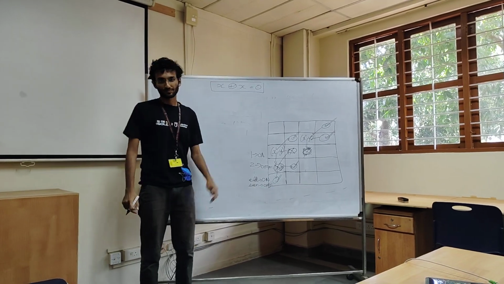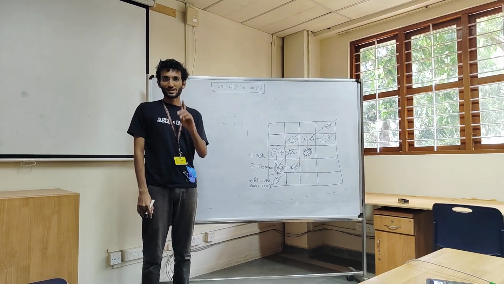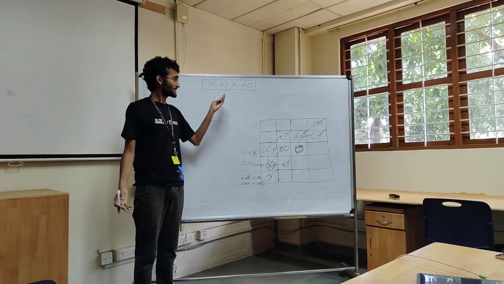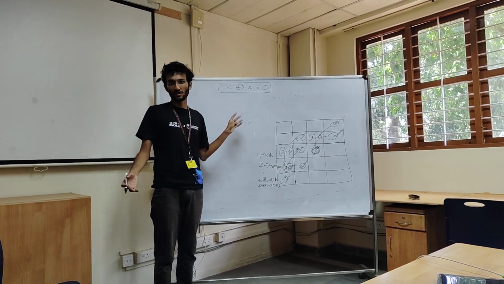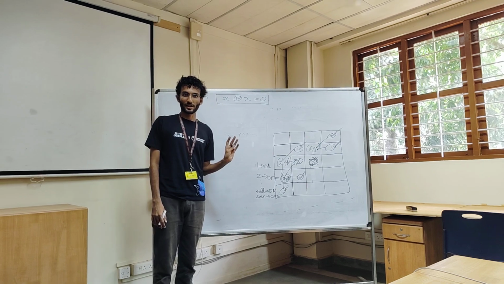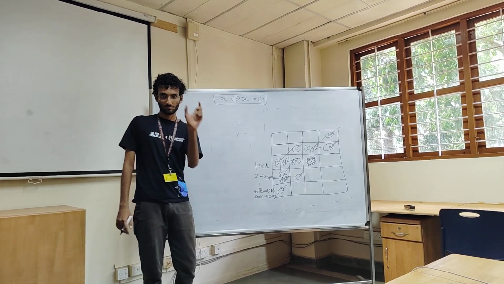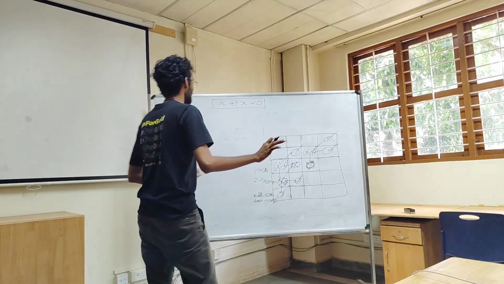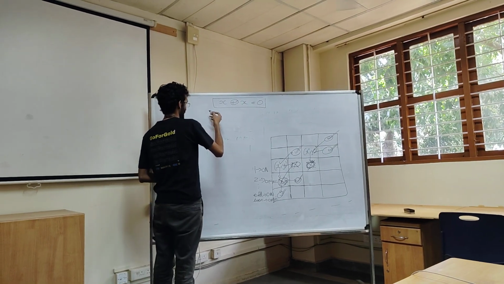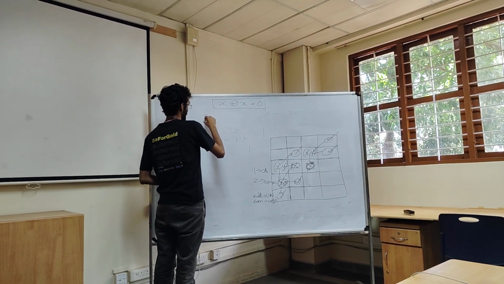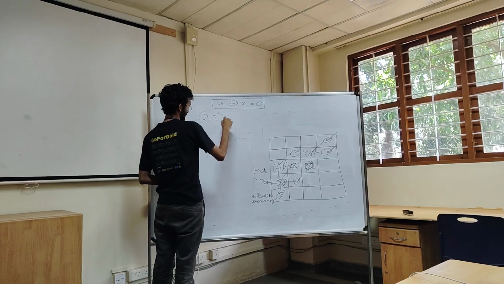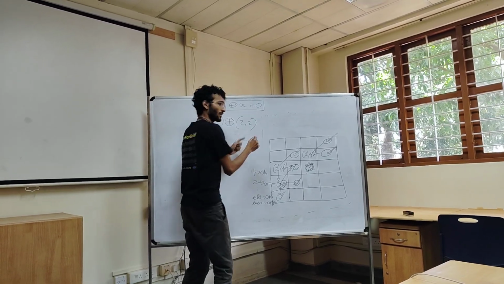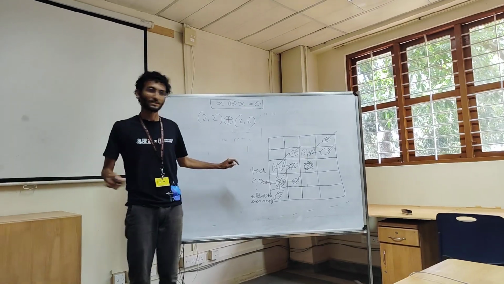X XOR X is 0. Now I'll ask you one question, okay? This is basically just a number, right? What if I applied this XOR on a vector? For example, let's say 2, 2 XOR 2, 2. This should also be 0, obviously.